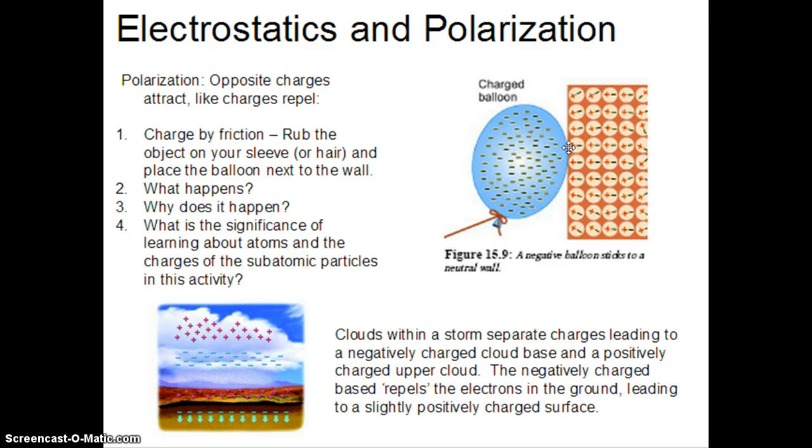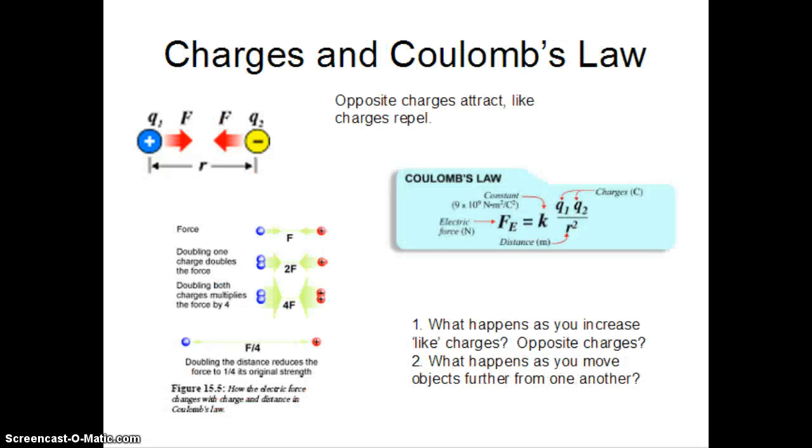This is the same concept of what takes place in clouds. We get these air movements that take place, and we separate charges within clouds. The negatively charged bottommost part of the cloud repels electrons in the wall, or in the floor, and then creates a temporarily positive charged ground. We'll get into that when we look at lightning.